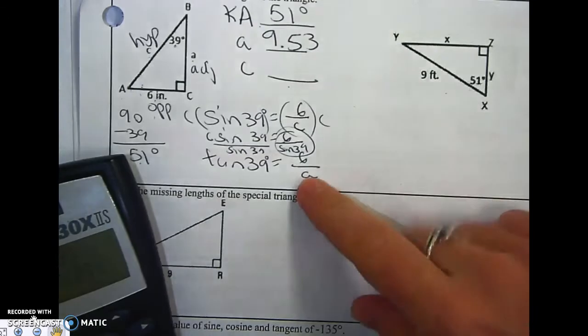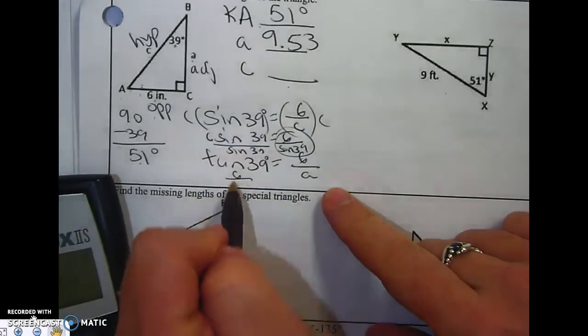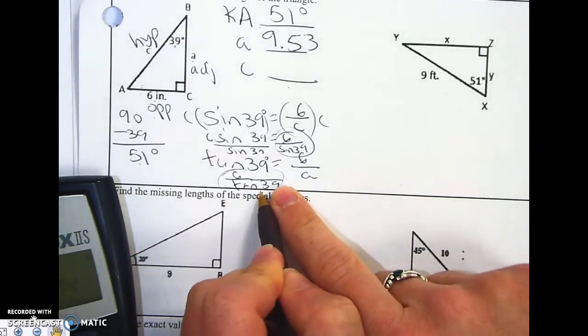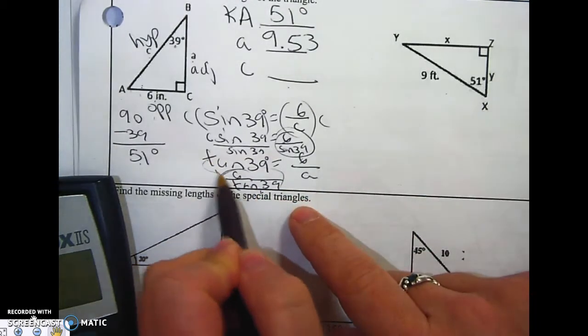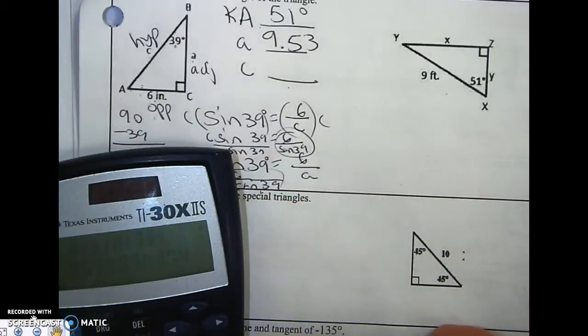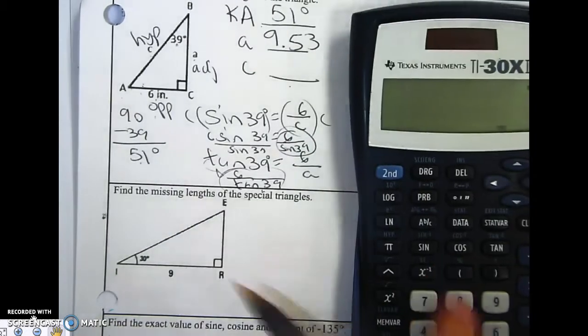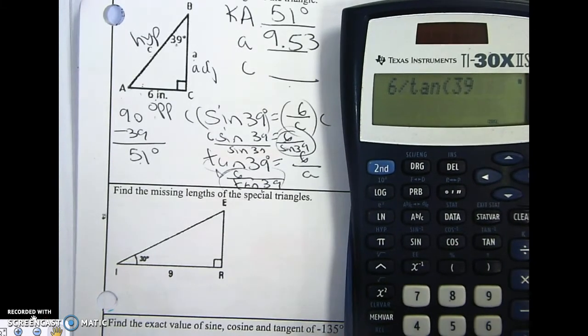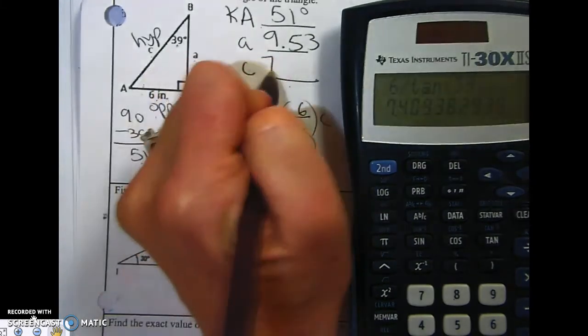Now I'm going to do the same thing here. I notice there's a pattern, so I'm just going to go 6 divided by tan 39. If you want to jump straight to the step, you can, but you need to show me some work that shows me what you did in the calculator and that you didn't copy off your friend. So let's go 6 divided by tan 39, and I get 7.41.